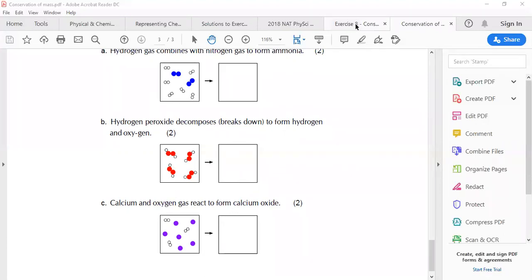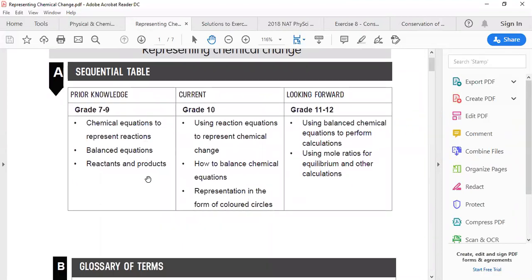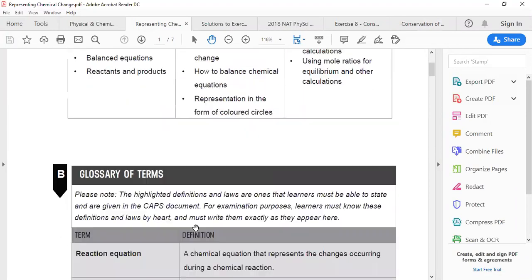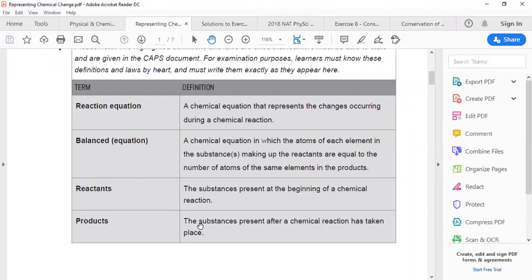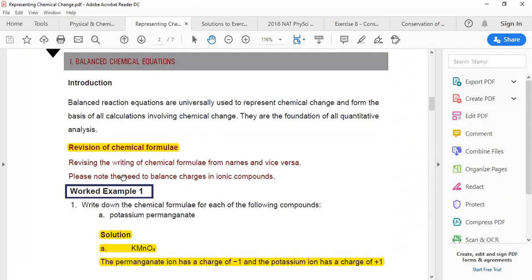Okay. Then we move on to the next part, which is the last part, which is representing chemical change. So what we have is balancing equations and writing those particular equations. So then we're going to have a look at chemical equations. You have revision of chemical formulae. This is what we did earlier on in the year, where we look at the crisscrossing, writing the names of chemicals. So revision of chemical formulae, revising the writing of chemical formulae from names and vice versa.